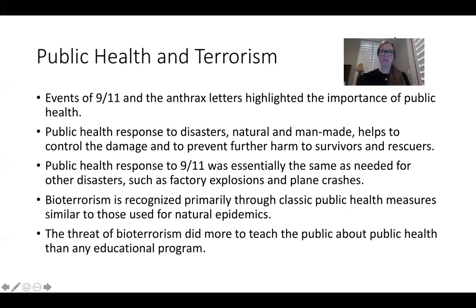Okay, public health and terrorism. The events of 9/11 and other disasters have affected our public health and responses to the disasters, natural and man-made. It helps to control the damage and prevent further harm to survivors and rescuers. So that's the biggest thing that we try to do in public health, is help decrease all these disasters and things like that.